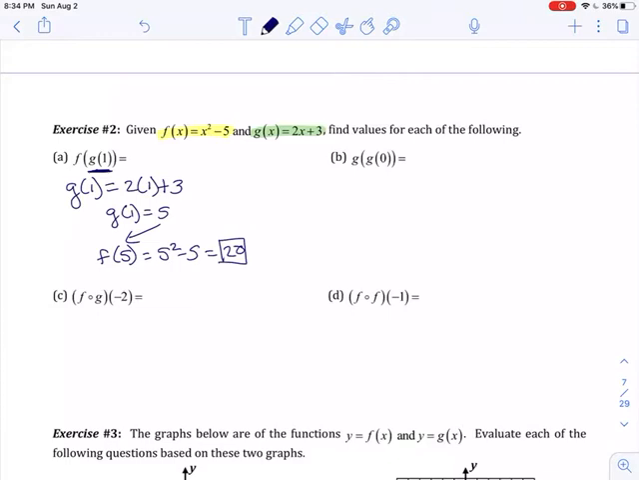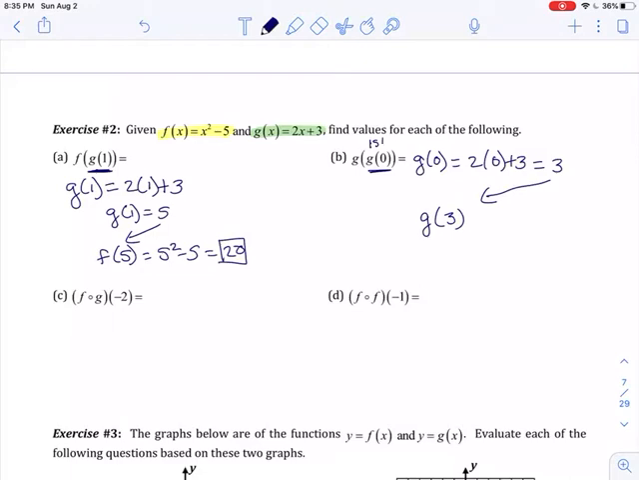Okay, so I got two functions, one following the other. I can actually do two of the same functions in a row like I have on B. So I'm going to do g of 0. So I'm doing 2 times 0 plus 3. So 0 is my input. 2 times 0 is 0, plus 3 is 3. 3 is my output. And now that's going to become my input for the second function.